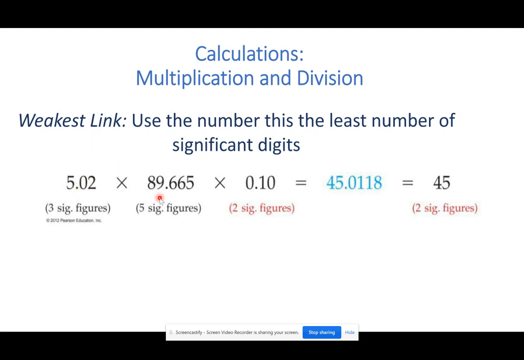Looking at the three numbers that we threw into the calculator, the one with the least number of significant digits, or the weakest link, is this guy right here. So he has two significant figures. So when I report this number right here, I can only report two digits, two significant digits. So when I actually report this number onto a piece of paper, I can only write down the 4 and the 5. I'm limited by two sig figs. I'm limited by the instrument that was the worst or gave us the least number of sig figs. Okay.